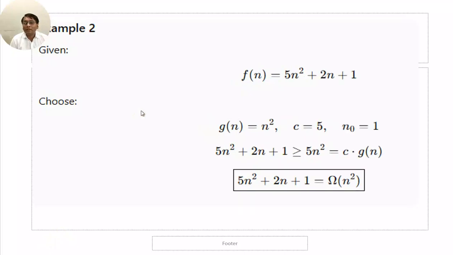This is another example. Here f(n) equals 5n squared plus 2n plus 1. Here we take c equal to 5 and g(n) equal to n squared, and it is always true for n greater than or equal to n0. So we can say that f(n) equals big omega of n squared.